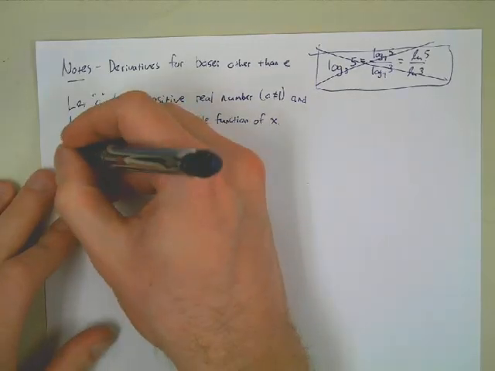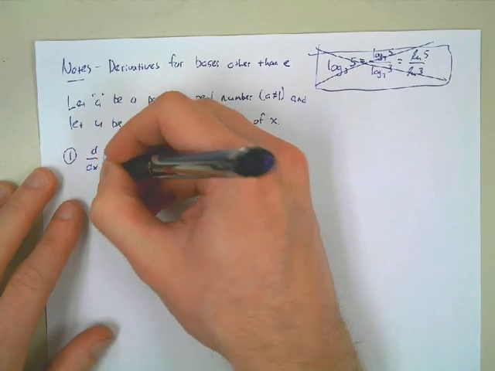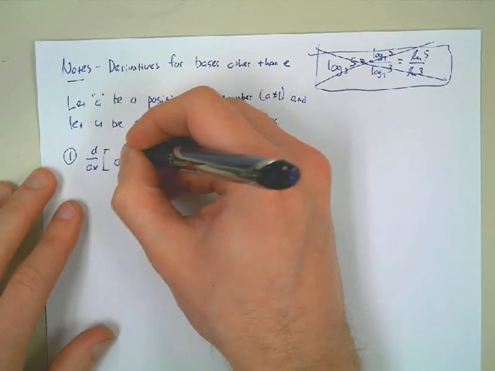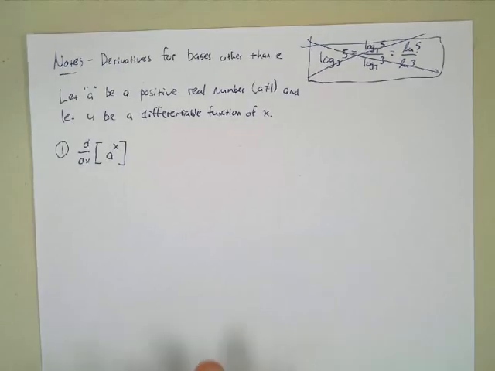And let's just look at some things here. The derivative with respect to x of a to the x. Alright, so a, remember, is a number. So this is like 3 to the x, 4 to the x, 5 to the x, something like that. Pi to the x.